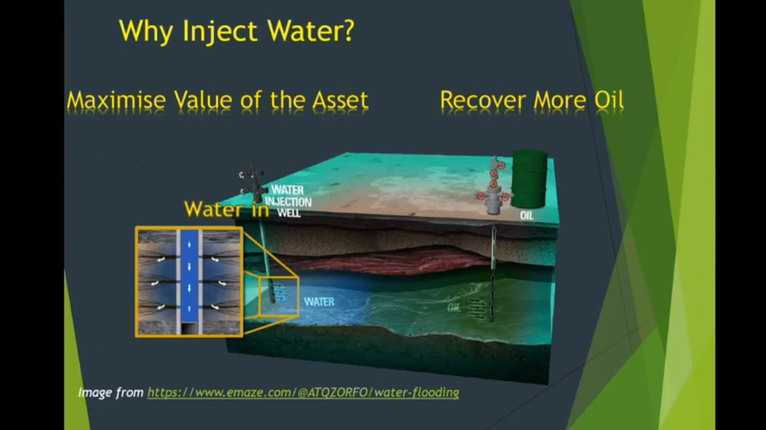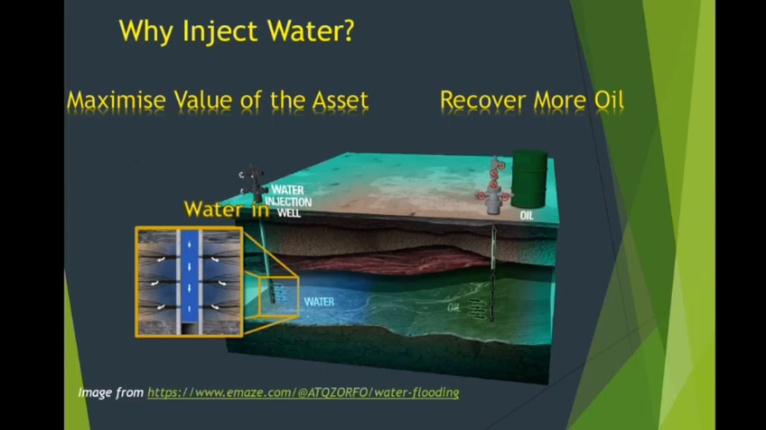This diagram gives an idea of the whole process. This is the injector by means of which we are injecting water. This is displacing the oil which resides in the pore spaces, and it is produced to the producers. So the whole aim is to recover more oil, and that maximizes the value of the asset because we are increasing the recovery.